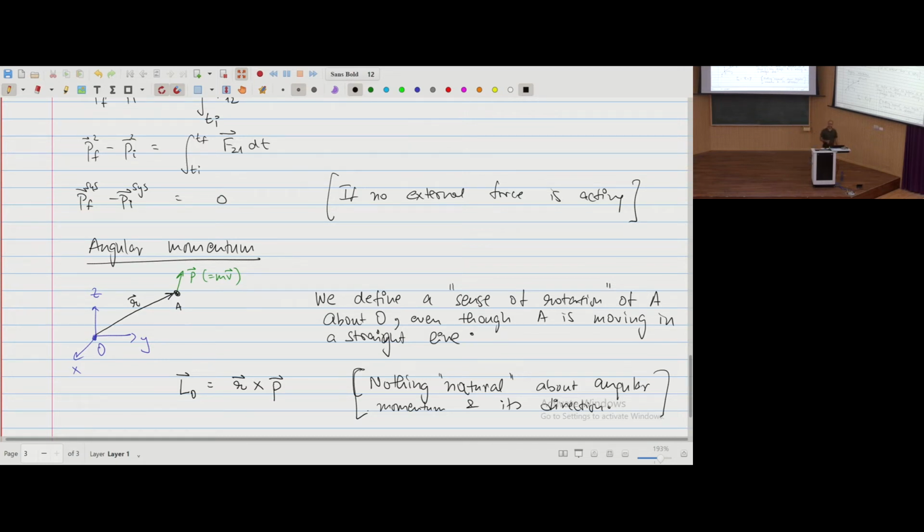Think about angular momentum, the quantity we have defined. There is nothing natural about having an object moving in a straight line having an angular momentum in a direction which is perpendicular to the linear momentum and the position vector. So this is purely for our convenience. We have defined this quantity physically. And again, the direction of force is very intuitive. You apply a push in this direction, the force is in that direction.